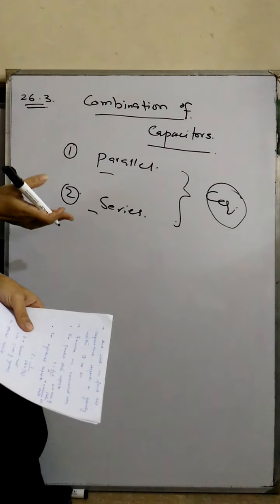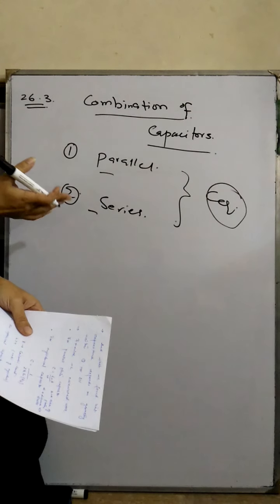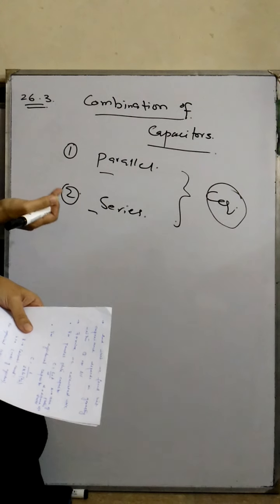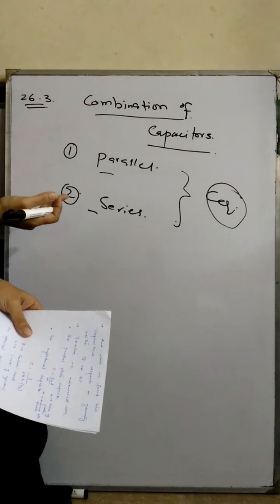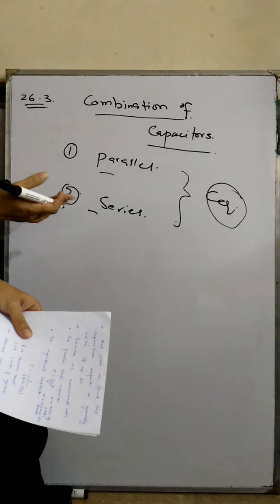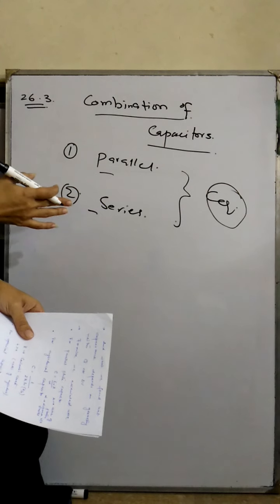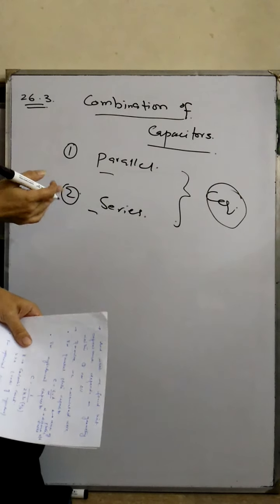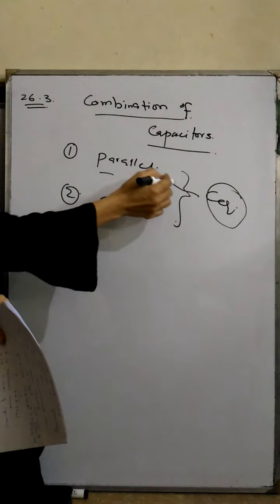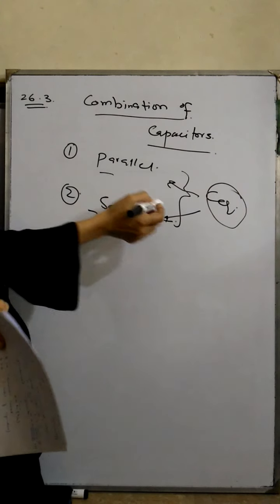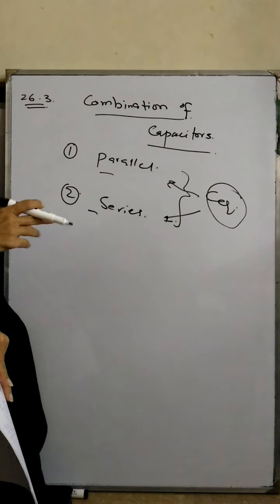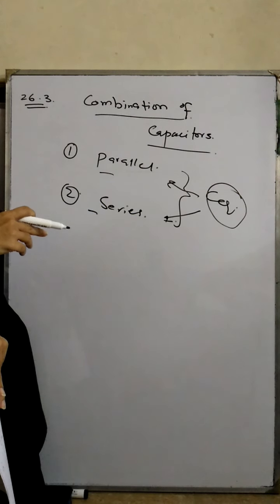in a circuit. So suppose we have more than two capacitors in a circuit and we want to find the equivalent capacitance of that circuit, the capacitors present in that circuit. So for that we will solve the parallel combination as well as the series combination.